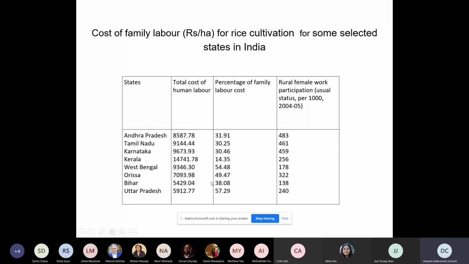actually showing a much lower percentage of family labor cost. In fact, the percentage of family labor cost is quite close to the southern Indian states. Now, Bihar is a small peasant economy, as we have seen from the landholding structure. Bihar's female work participation rate is pretty low. That is quite all right with the kind of hypothesis I'm trying to put forward. But in that case, Bihar's percentage of family labor cost should have been much higher, like the Eastern Indian states.